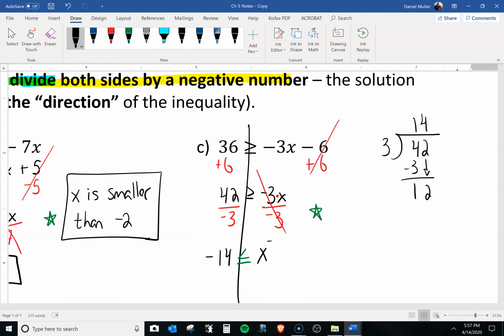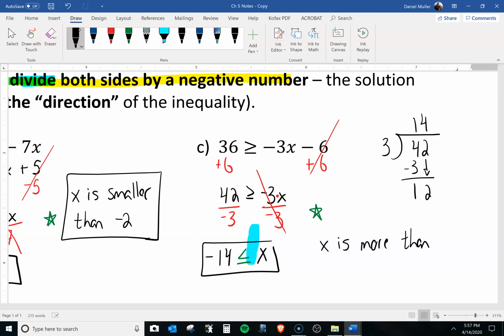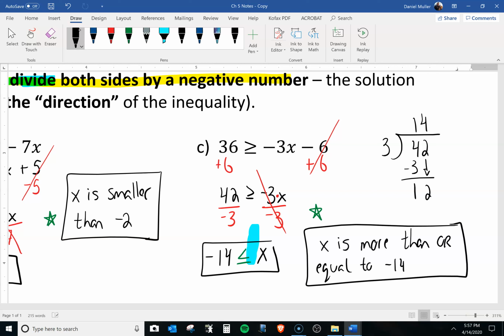And there we have it. So this says, because now x is on the big opening side, x is on the bigger side. So we say x is larger or greater or more. X is more than, if you can hear that, just a baby crying, or equal to negative 14. So you can't forget the or equal to. So we'll do that. We'll do more of these in just a moment.